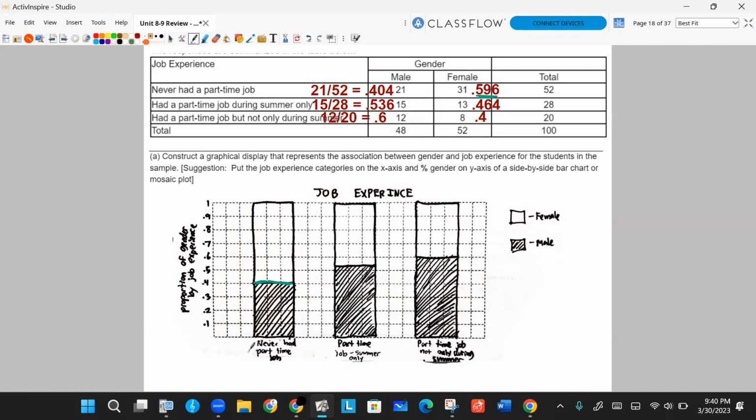And you want to make sure that you label these, which are important: never had a part-time job, part-time job in the summer only, part-time job not only during the summer. Make sure you label your y-axis. An overall title would be nice, and a key is helpful too. That way somebody can know what things mean. So you want to have all those components: labels, key, bar graph. Real quickly, this was from a free response question from the AP Stats website. So I'm going to show you their graph so you can compare.